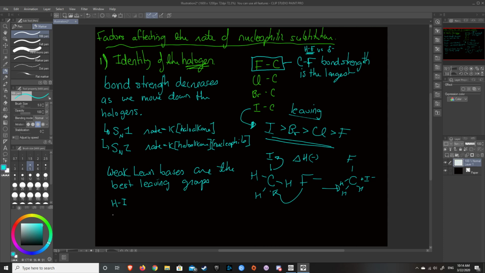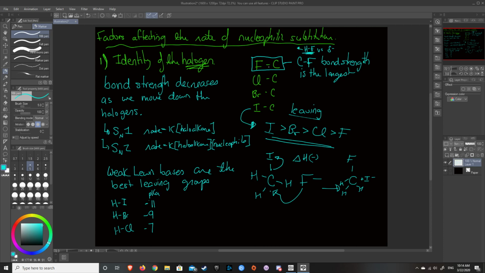HI, HBr, hydroiodic, hydrobromic, and hydrochloric acid, and we look at their pKa values. Hydroiodic acid has a negative 11 pKa value, hydrobromic has a negative 9 pKa value, and hydrochloric has a negative 7 pKa value. We're leaving fluorine out of this because fluorine is actually a weak acid, but it undergoes different reactions that cause it to be extremely corrosive.